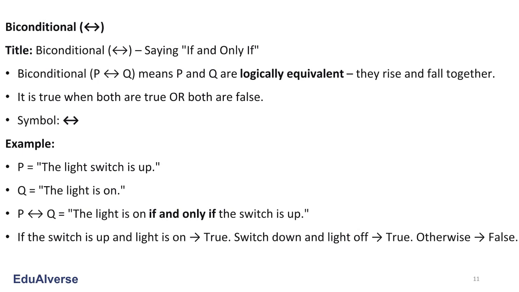Biconditional. Fifth and finally is the biconditional. It means if and only if. The symbol is a double-headed arrow. P ↔ Q means P and Q rise and fall together. The statement is true when both are true or both are false. For example, the light is on if and only if the switch is up. If the switch is up and the light is on, that is true. If the switch is down and the light is off, that is also true. But if the switch is up and the light is off, the biconditional is false.